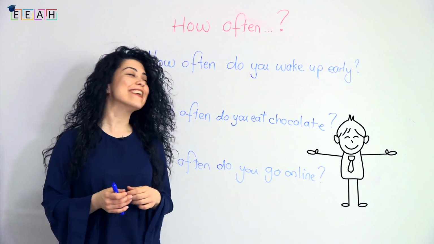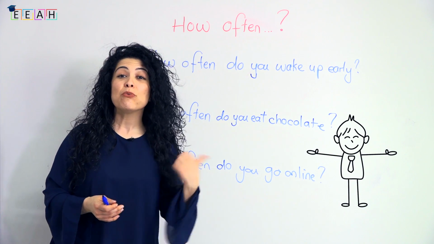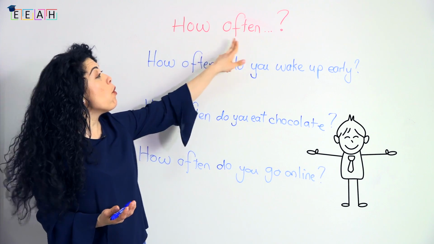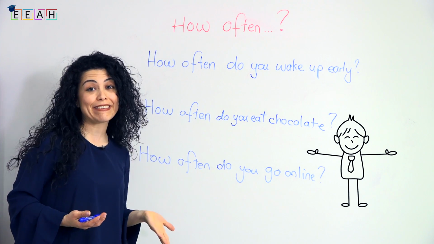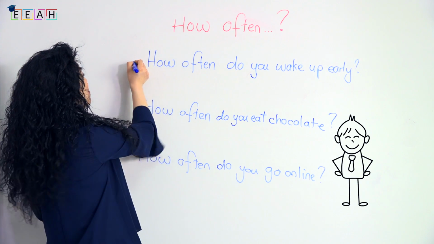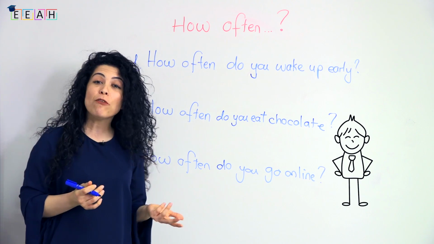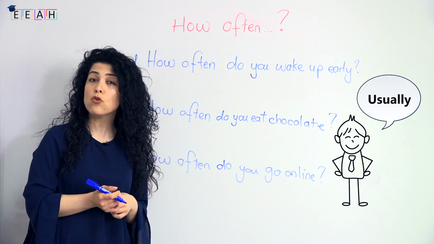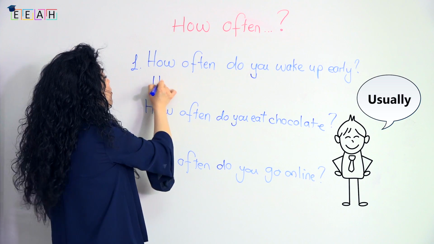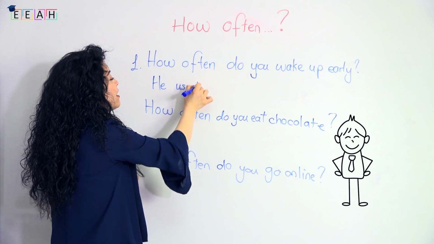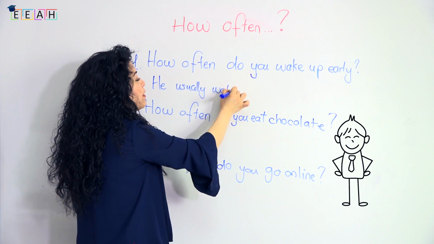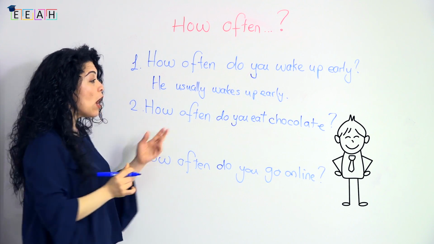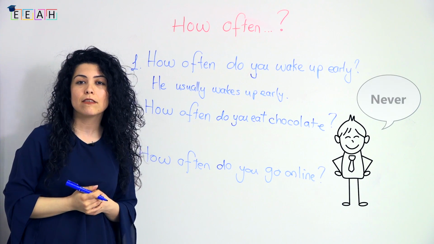Here we have Alex. Hi Alex. Today we are going to ask him questions about his habits and find out how often he does certain things. Let's start. Question number 1. Alex, how often do you wake up early? Tell us. He says, usually. Wow, okay. So he usually wakes up early.